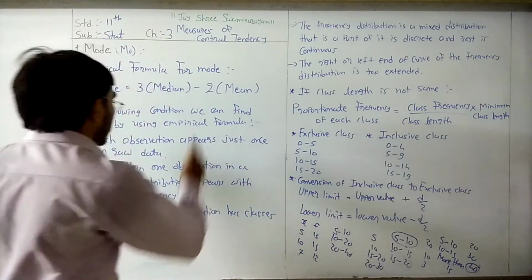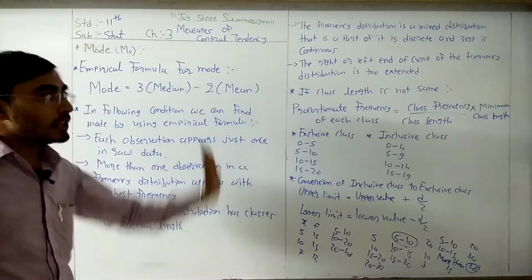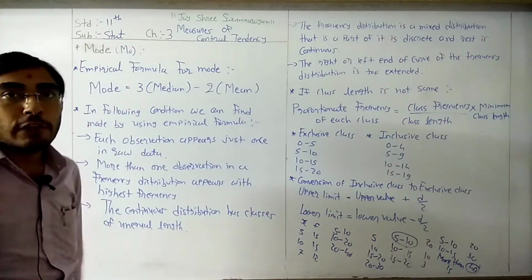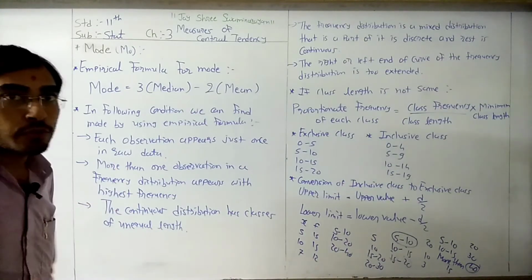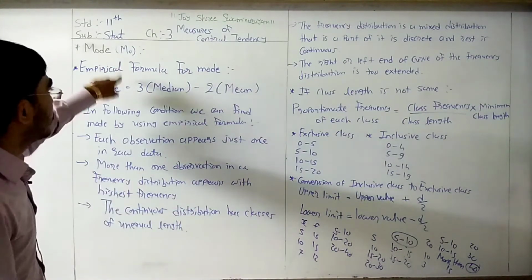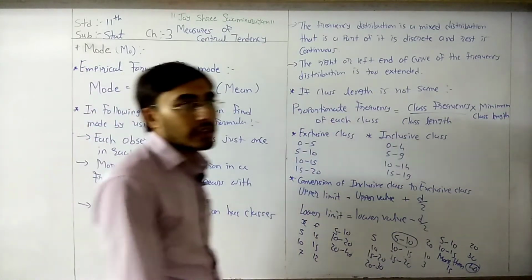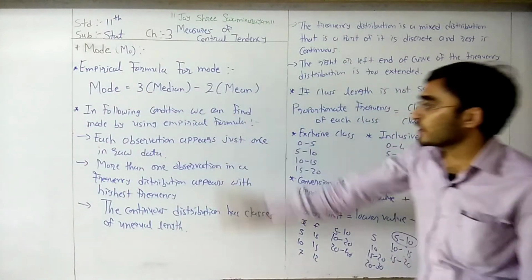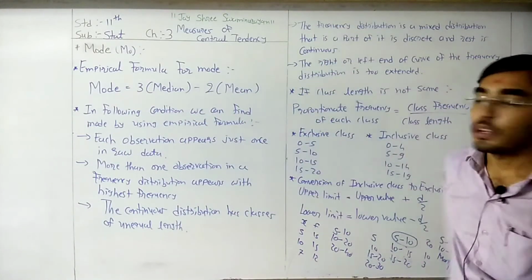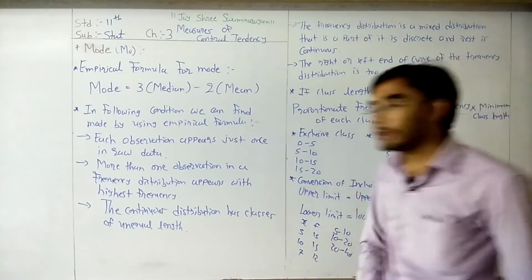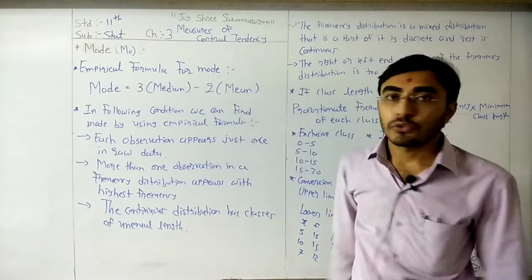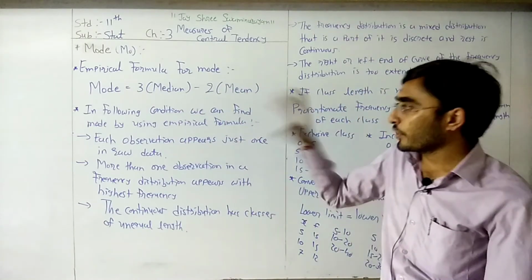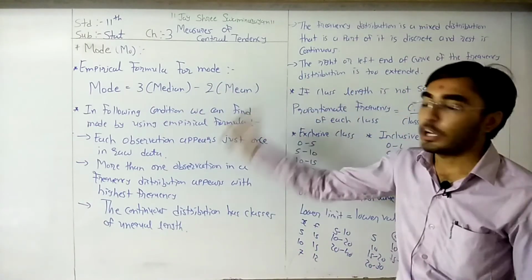In all these conditions, we cannot find the value of mode by using the direct formula of mode. At that time, we need to find the value of mode by using the empirical relation. In such a condition, we need to find the mode by using this formula: 3 times median minus 2 times mean, because in such a condition we can find the value of median and mean.